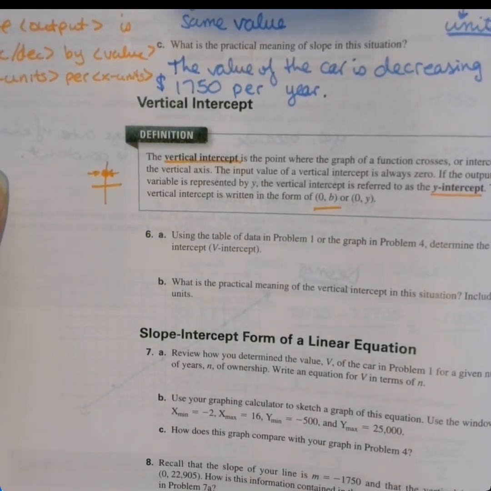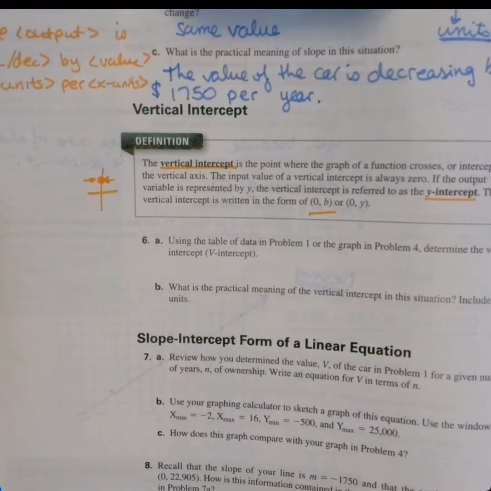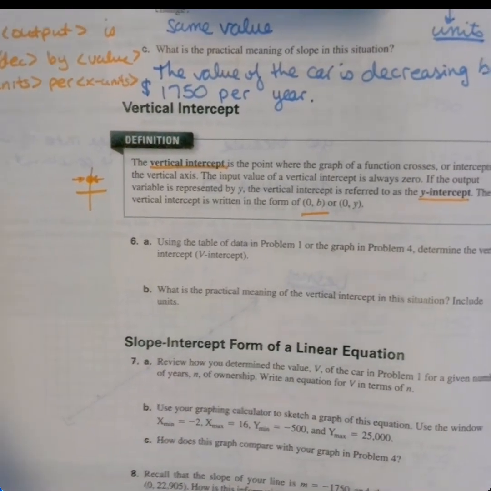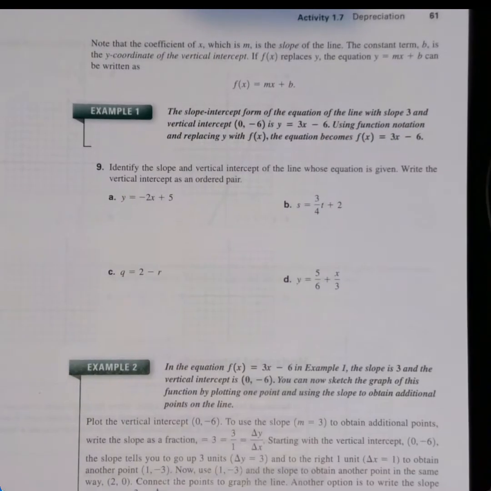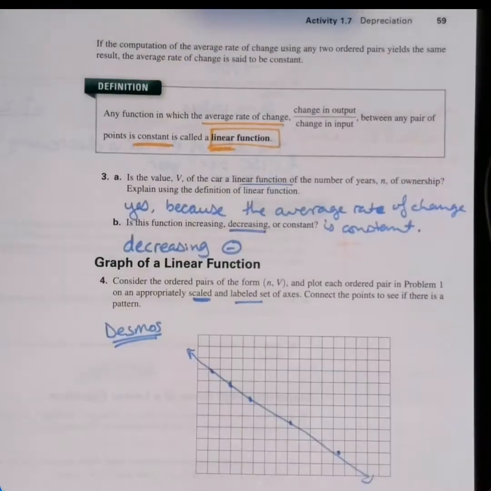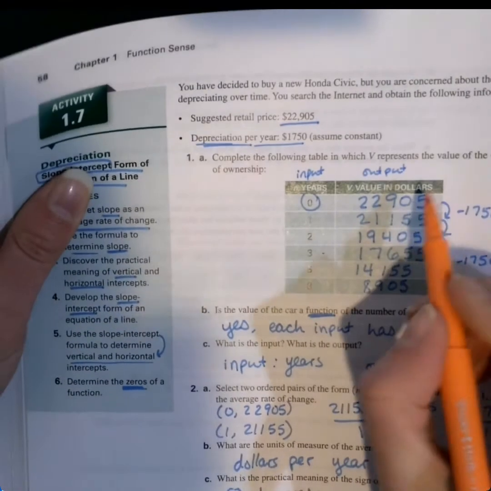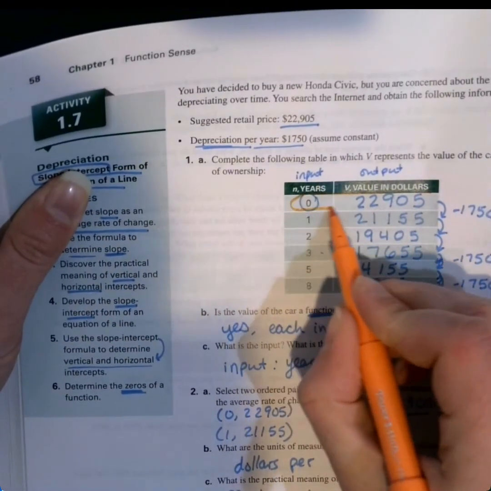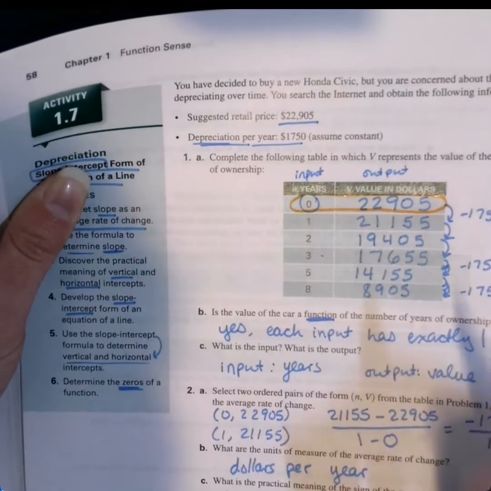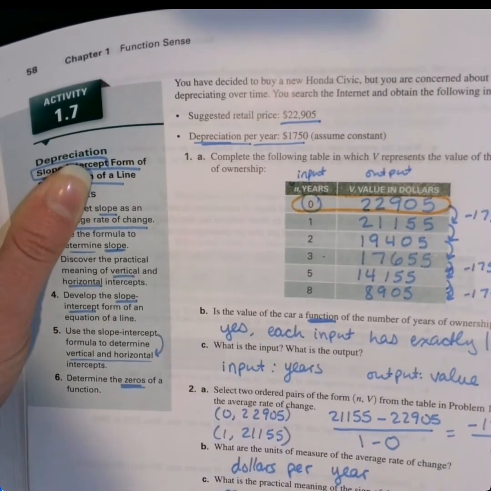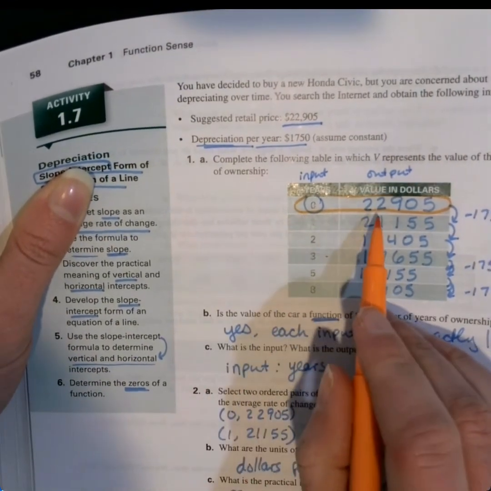Okay, so use the table of data for problem 1 or the graph to determine the vertical intercept. From the graph, I should probably use my data right here. I need to have that 0 for the input to find the vertical intercept. So it's going to be 0, 22,905 here.